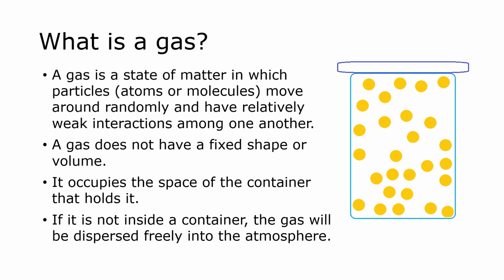So let's start with what is a gas, I suppose. That's a good place to start. A gas is one of the states of matter in which we have particles, which can be atoms or molecules, that move around randomly and have relatively weak interactions among one another. As opposed to a solid, for example, where the particles are bonded with stronger bonds and have a rigid structure. With a gas, it's a bit more loose.